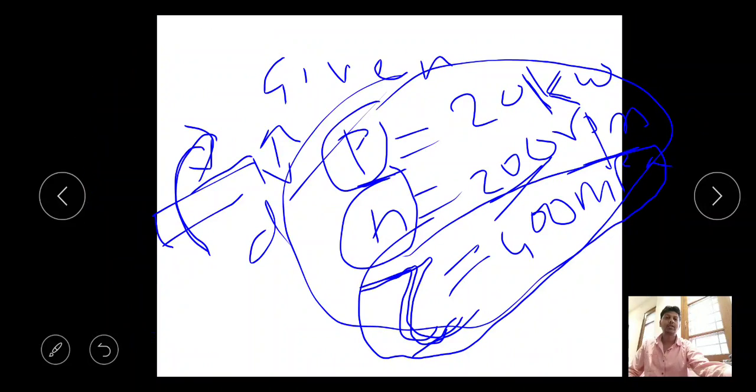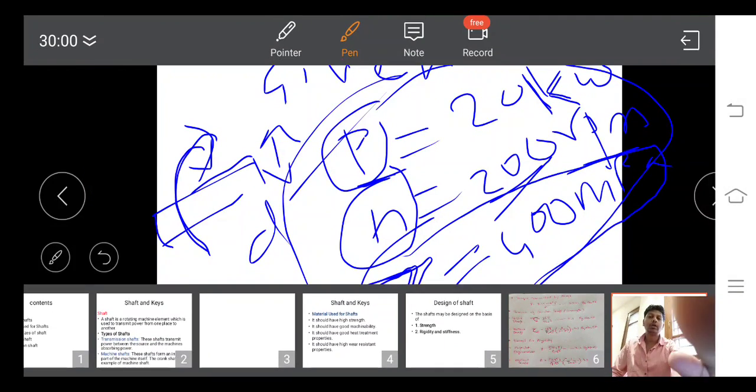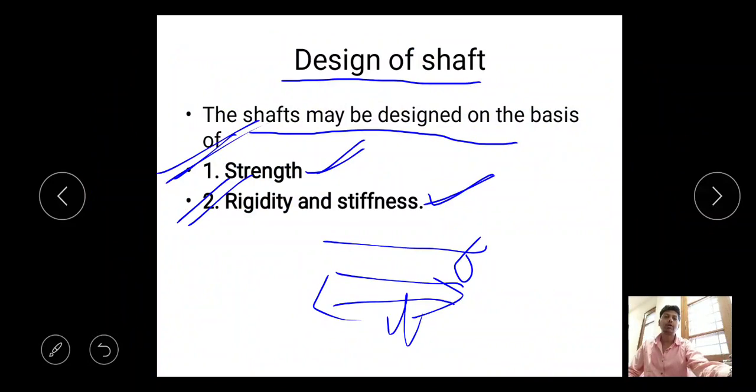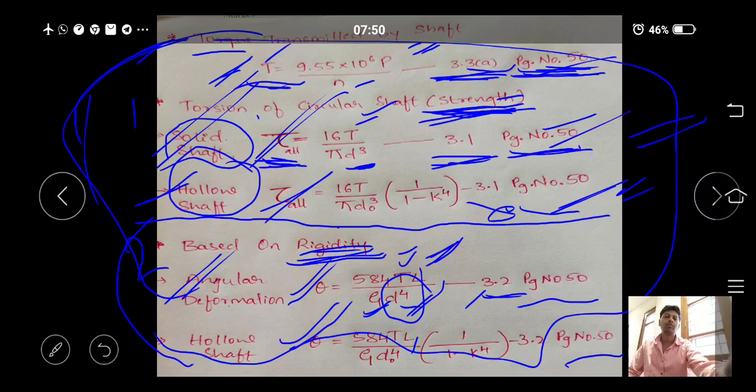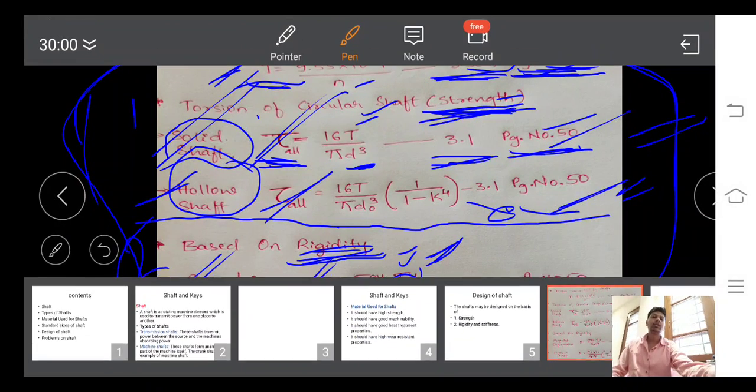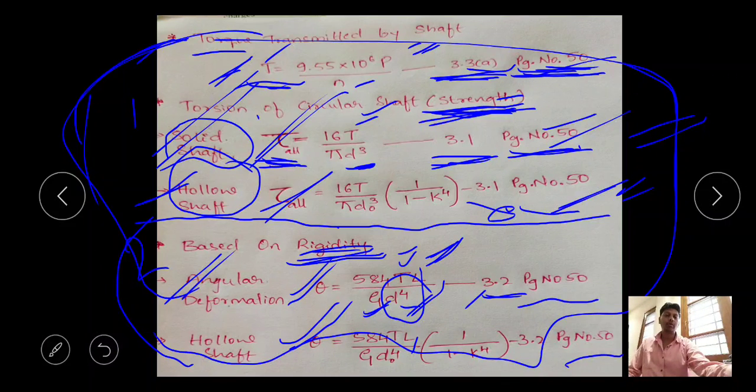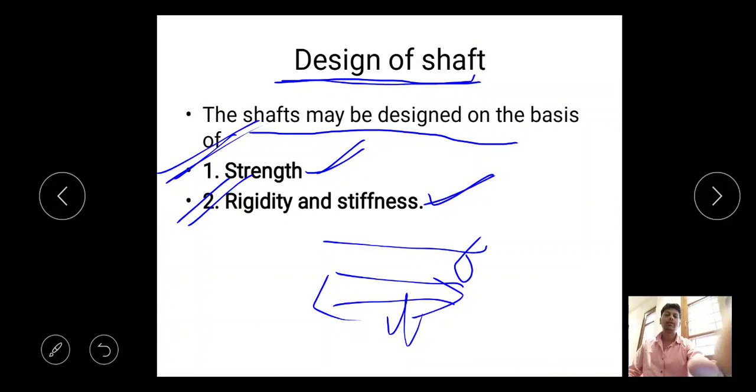From next class we will take problems on this. For the whole unit we are using four formulas. In shaft, around 25 to 50 problems are given, so you should know which formula to use. I am saying in page number 50 all these four formulas are there. You have to use those four formulas and solve the problem. So this will be the design of shaft.